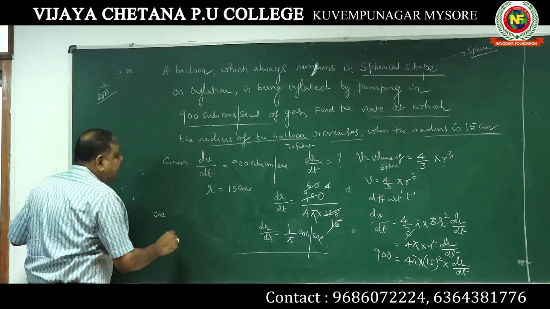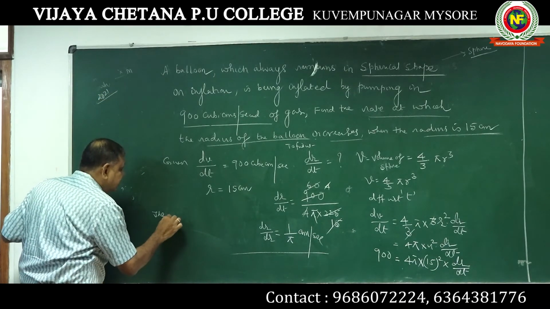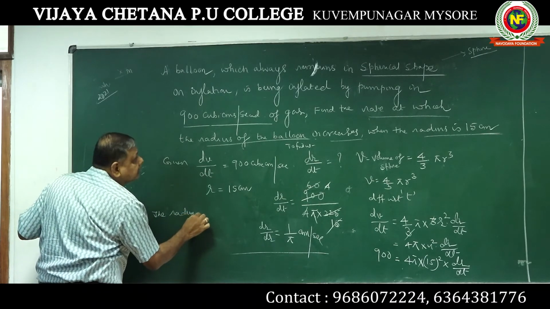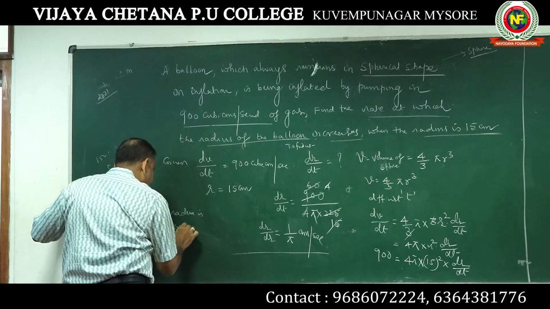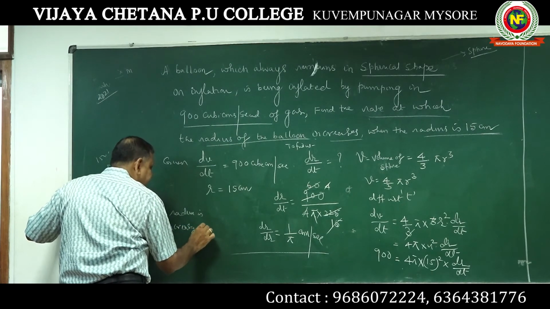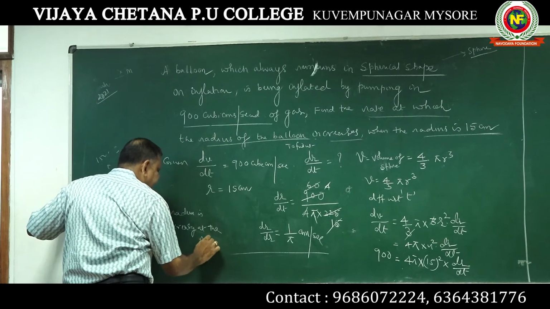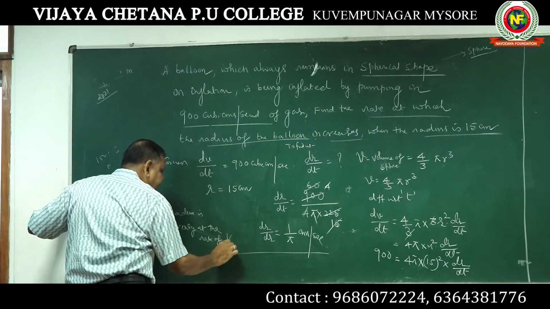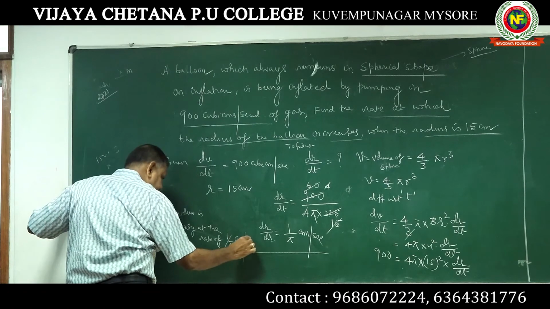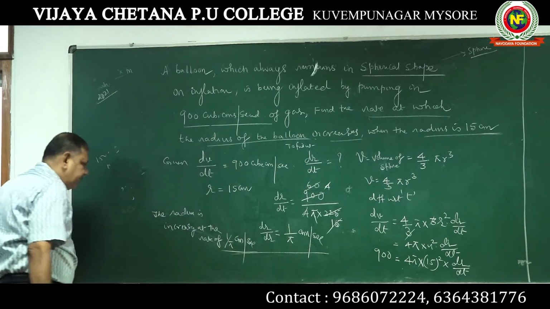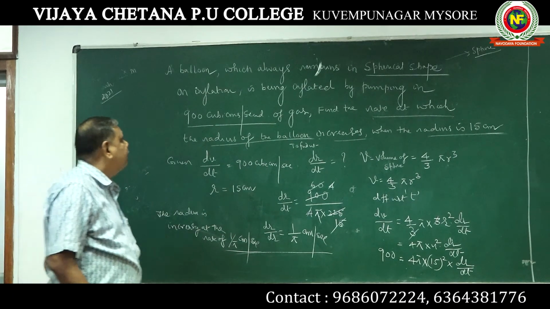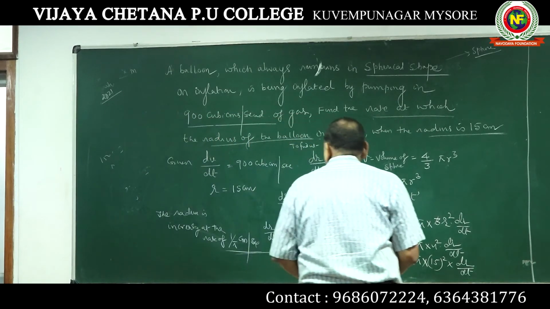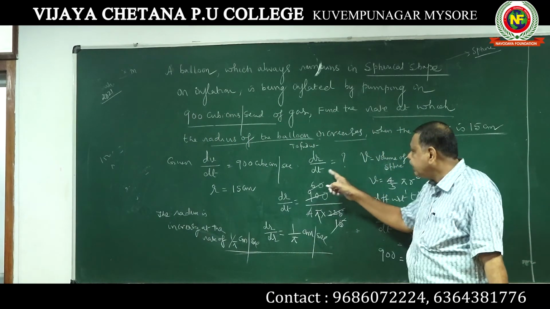Now what you can say is the radius of the balloon is increasing in the plus value at the rate of 1 by pi centimeter per second. Right? The radius is increasing at the rate of 1 by pi centimeter per second. You have followed this? Very important problem. What they have given, what you have to find out, you should write.